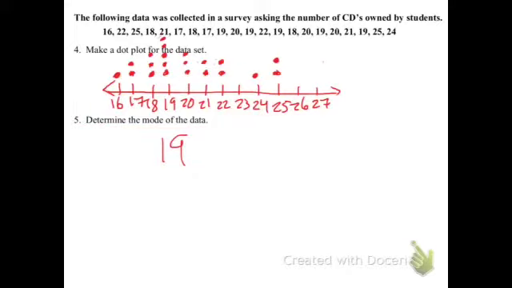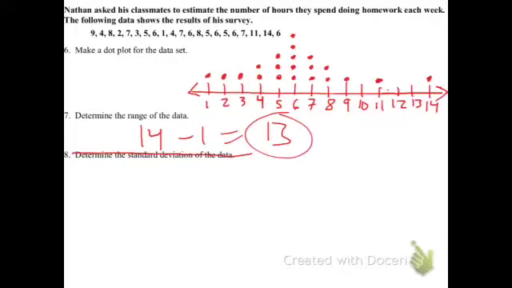And on the next one, to make a dot plot, you had to put a number line down. I did mine from 16 to 27, and just counting by ones, and you just put vertical dots on how many that showed up. You notice how 19 is really tall, because there's a lot of 19s in this data set. And so that's what the mode of the data set is. Moving on to the next one.